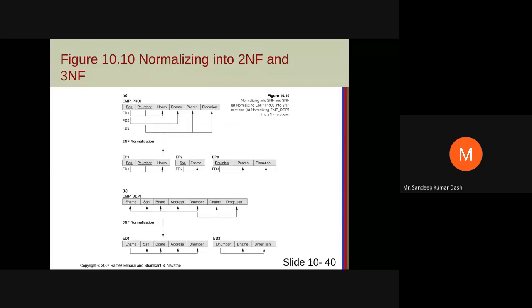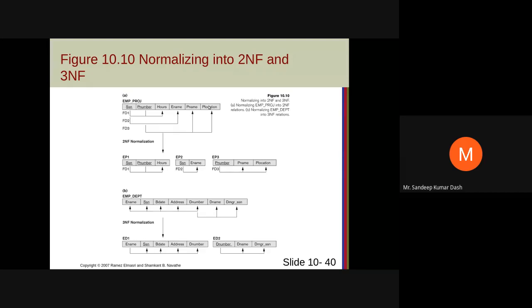See one example here. You might not have seen this notation before. Here FD1 means functional dependency 1, the first functional dependency. This is a given relation. Assume that this is a single relation in your database. It has these 6 attributes. SSN and P number combined are the primary key. Hours, ename, P name, P location are other attributes. These two are my prime attributes because combined they form the primary key. These 4 are non-prime attributes, because they are not part of any key.